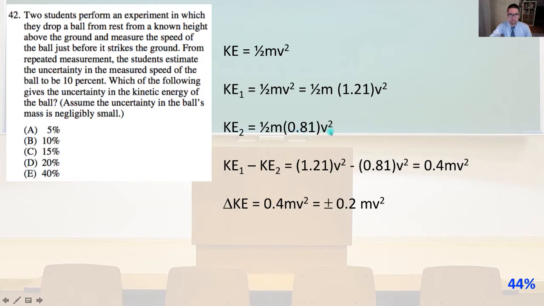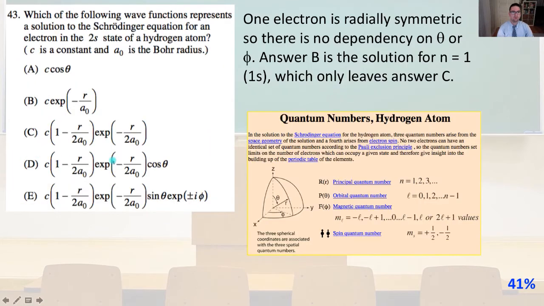So 0.81 v squared. So KE1 minus KE2 equals 1.21 v squared minus 0.81 v squared, which is going to equal 0.4 mv squared. So the uncertainty in the kinetic energy is 0.4 mv squared, and so that is plus or minus 0.2 mv squared, and that is about 20% uncertainty in the kinetic energy. Answer D.